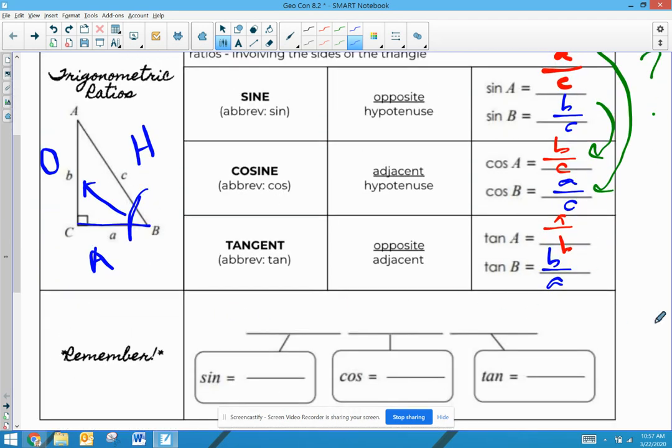Here we go. So there is a mnemonic that we can use to help us remember which side function is which. And it's called SOHCAHTOA. So spelled out, it's S-O-H, C-A-H, T-O-A. Maybe you look at that and you can figure out where that's coming from.